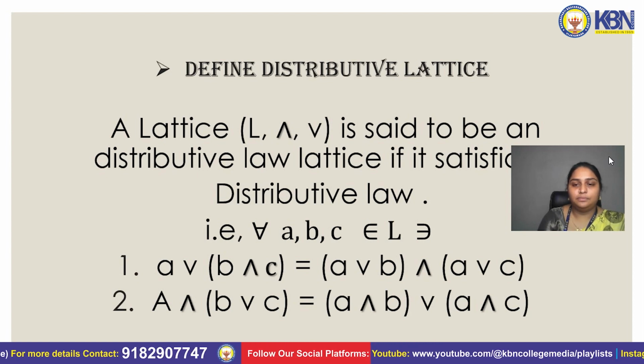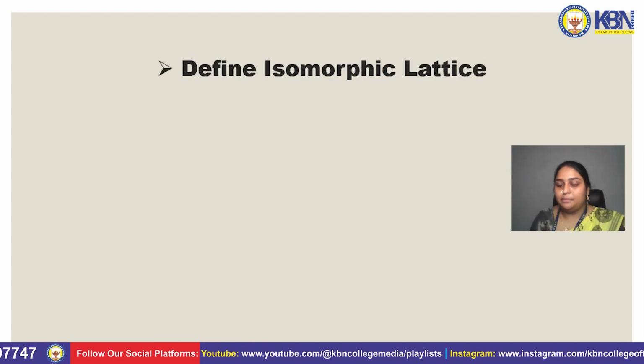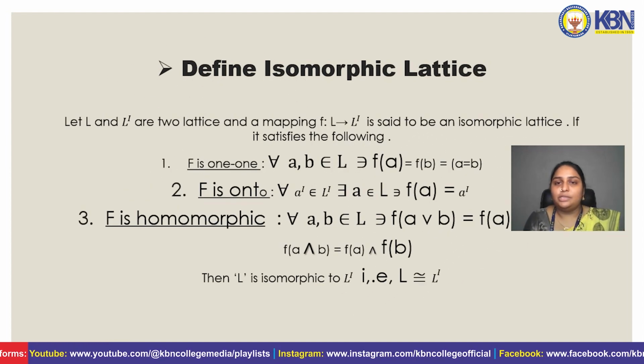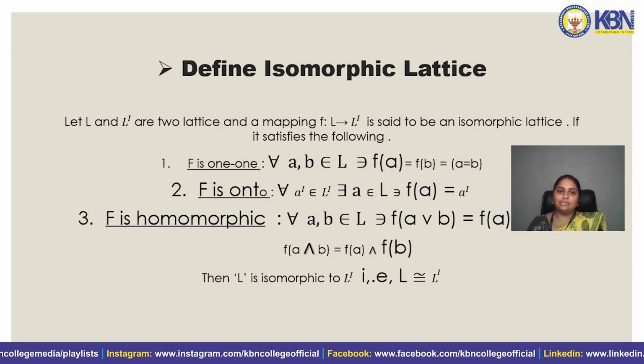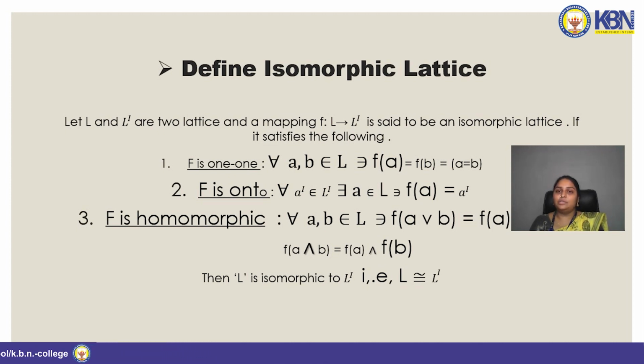The next one is, what is meant by isomorphic lattice? First we have to define a mapping between two lattices. Here we are taking two lattices L and L dash and defining a mapping F. That means F is a function defined from L to L dash. Now F is said to be an isomorphism if it satisfies three properties: first, one-to-one, second, onto, and third, homomorphism. If F satisfies these three properties, then we can say that L and L dash are isomorphic lattices.